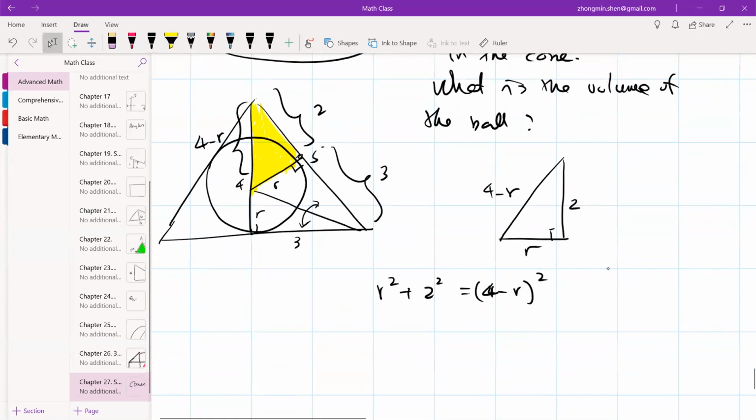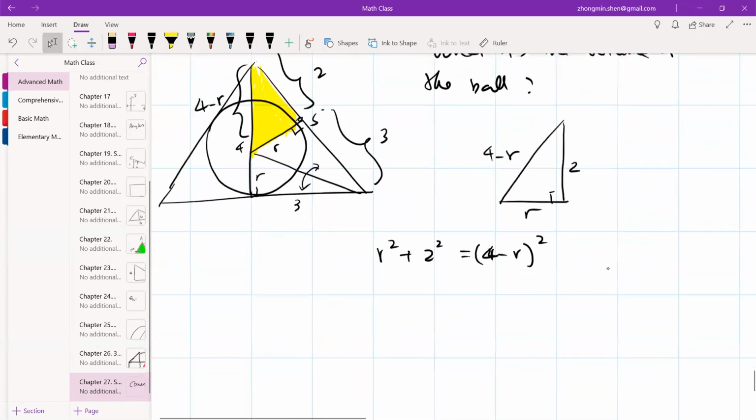Now there are probably 10 important formulas in the world. The Pythagorean theorem is one of them. It's used over and over again for right triangles. So then you can solve the problem.